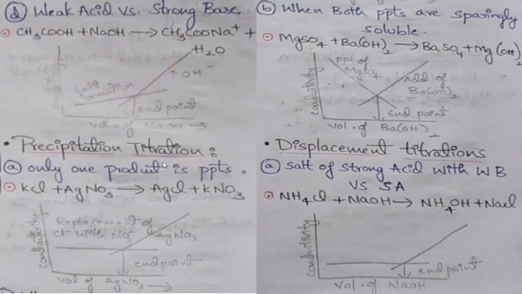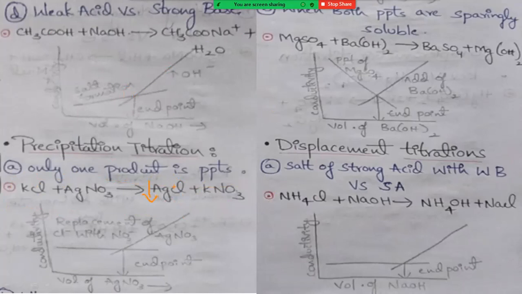And the next one is precipitation titrations. In precipitation titration, precipitates, which are insoluble substances, are formed. Here we can have two types of precipitation. The first one is where only one product is a precipitate. For example, in this precipitation reaction, AgCl is the only precipitate. Of the two products we form, AgCl and potassium nitrate KNO3, only AgCl is a precipitate. So only one product is a precipitate.